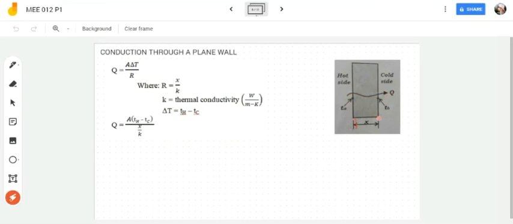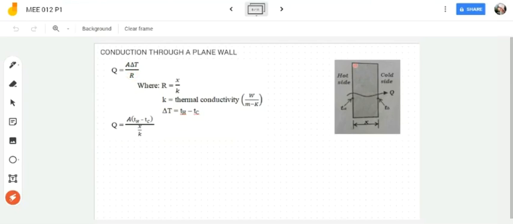And then we have a thickness of the wall here, which is denoted as x. Okay, so for the basic formula that is used on conduction through a plane wall, we have Q is equal to A delta T over R. We have this formula from a while ago, where R is your resistance.